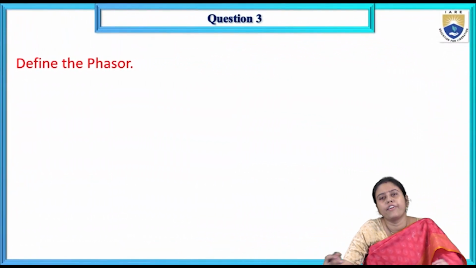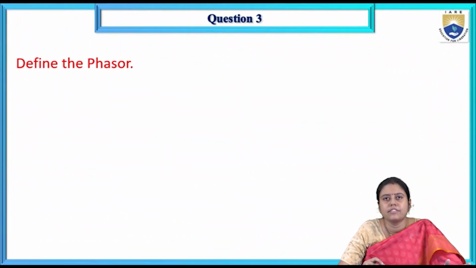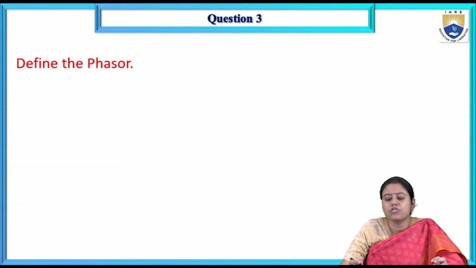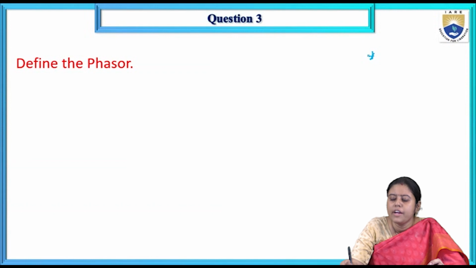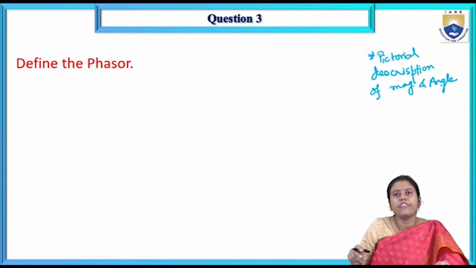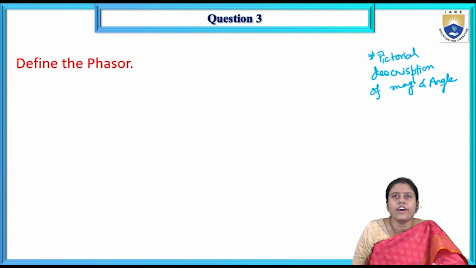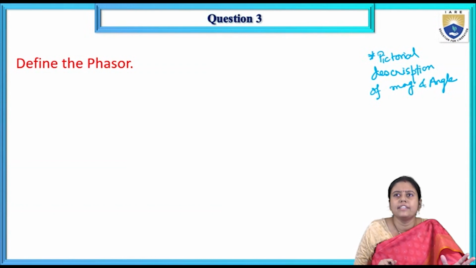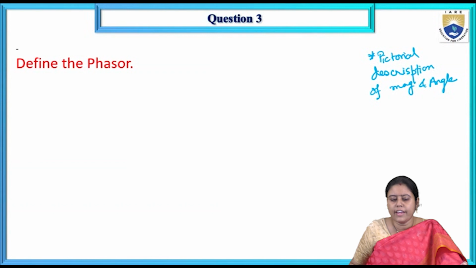Next, what is a phasor? Already we have discussed phasors. So what is a phasor? A phasor is nothing but a pictorial description. We have to remember the word pictorial description. Pictorial description of what? Of the magnitude and angle. A pictorial description of any quantity's magnitude as well as its angle.